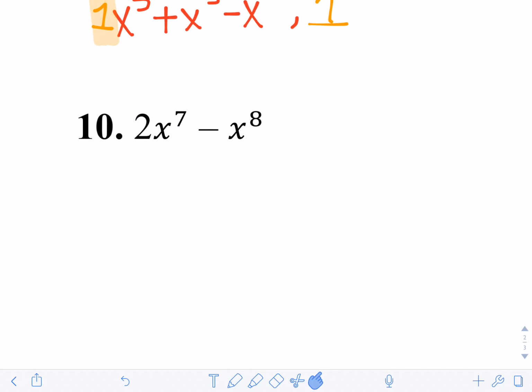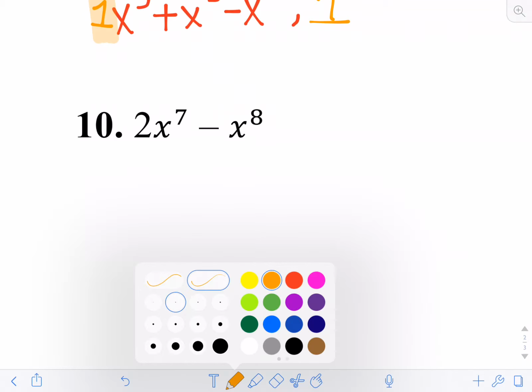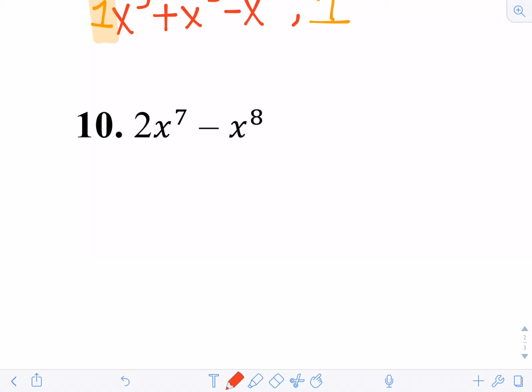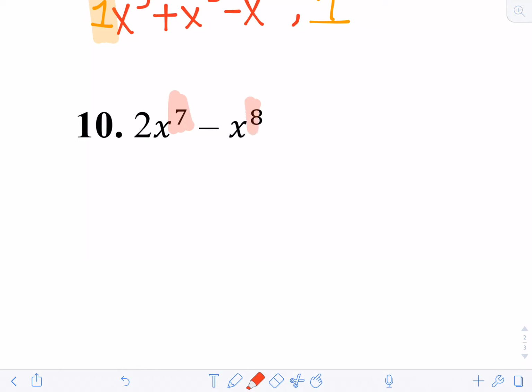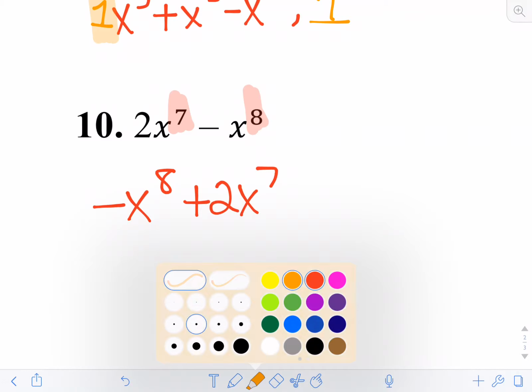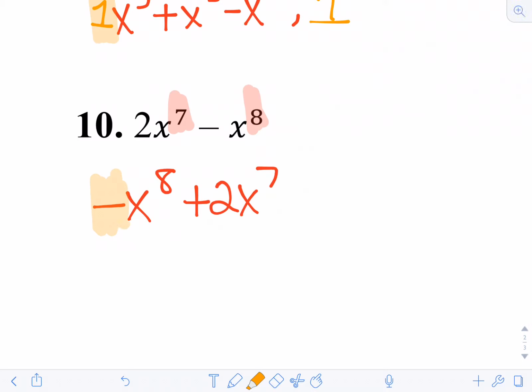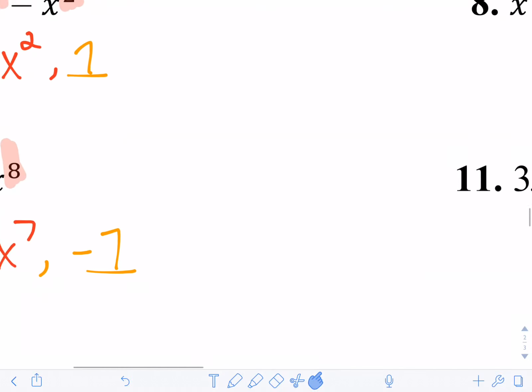Okay. We'll just go right down, left to right first. Here, okay, so you want your highest degree to go first. So if I look at my degrees, I have a 7. And I have an 8, so the highest one is 8. You copy it as is, so you have negative x to the 8th power plus 2x to the 7th power. And again, you're looking for that leading coefficient. That leading coefficient is this invisible 1 that you have right here. So I'm going to put negative 1. All right, and that's it for that.